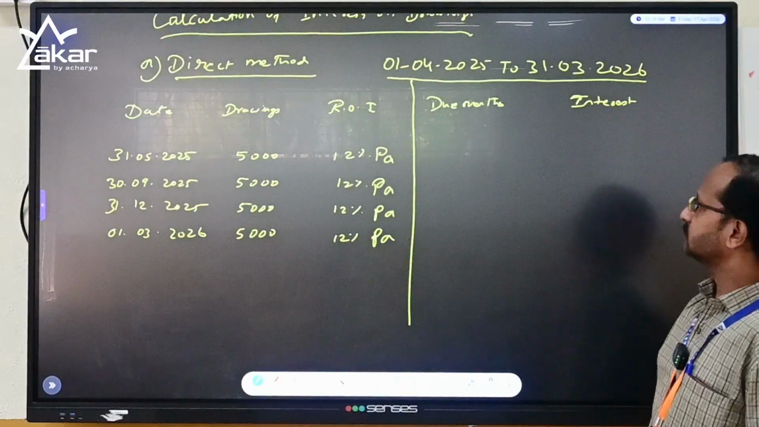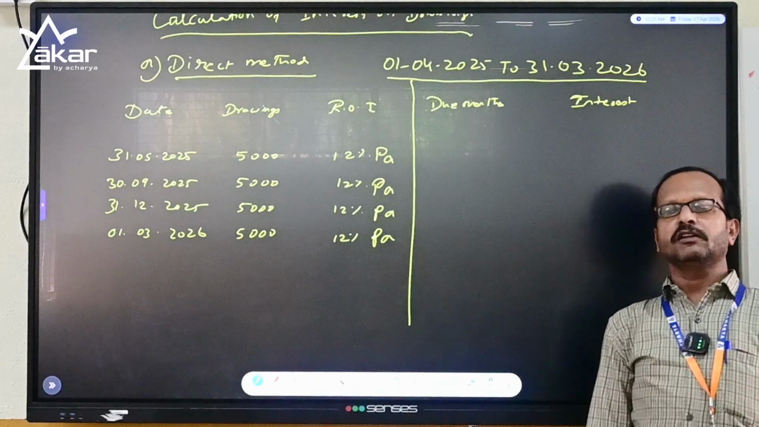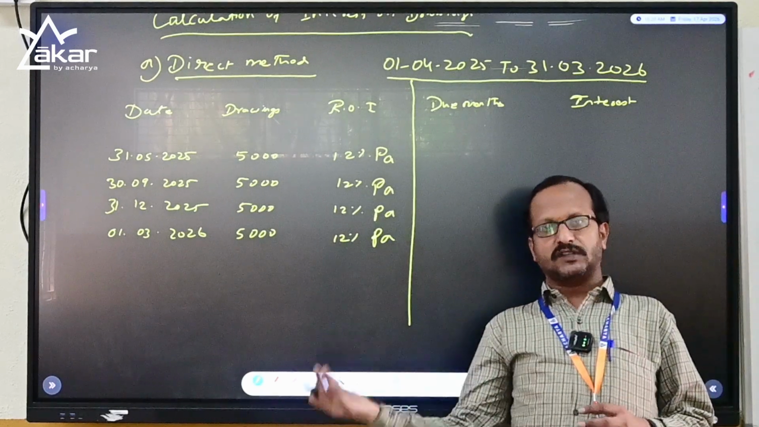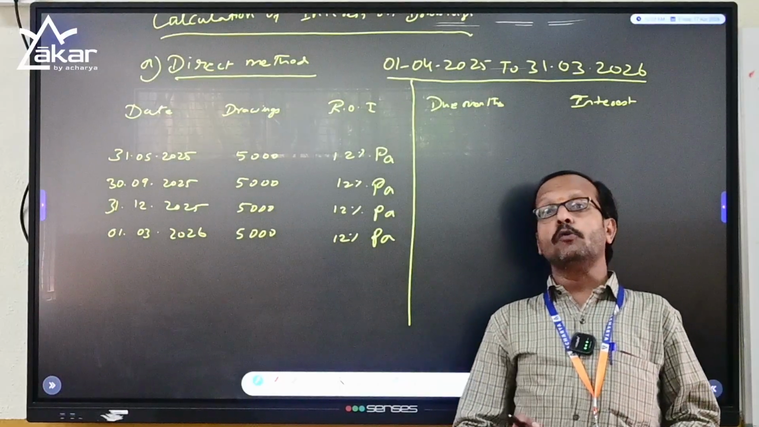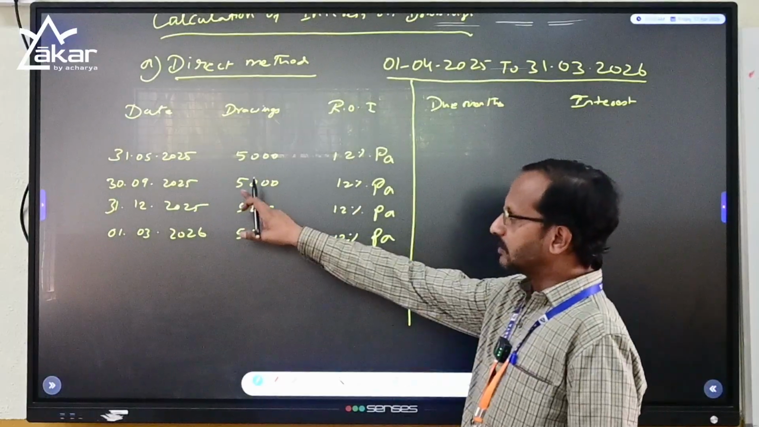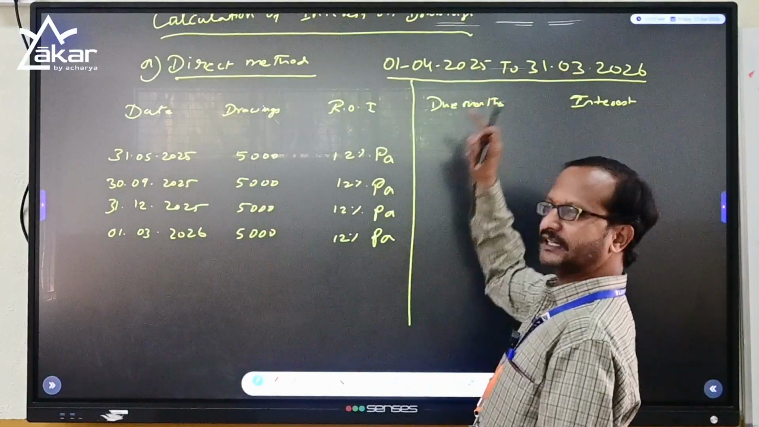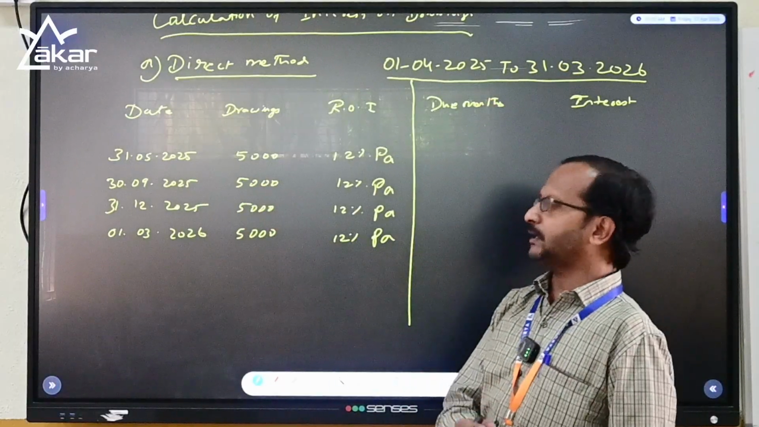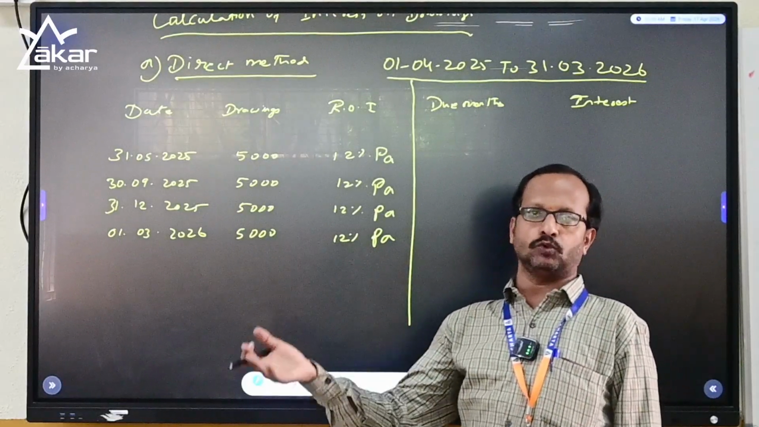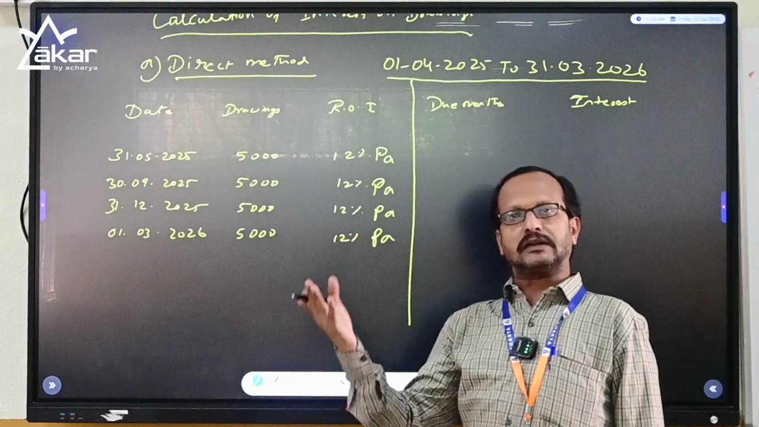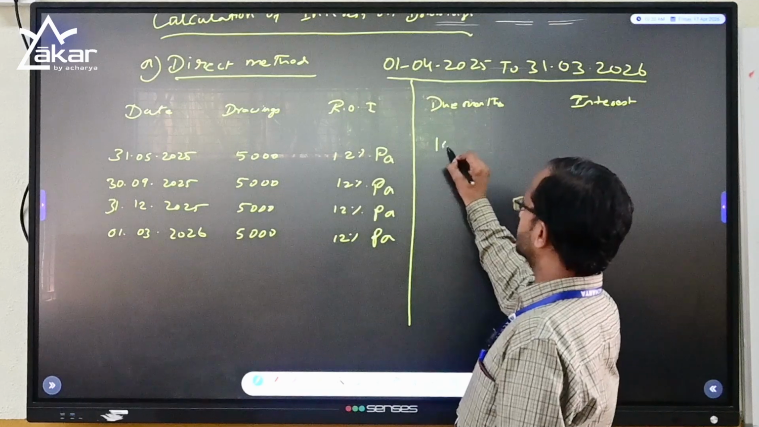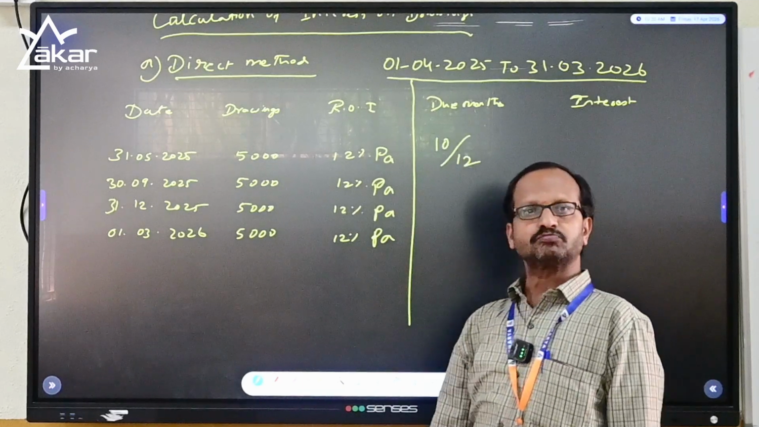So what do you mean by due months? When he has withdrawn a part of the amount at a particular date, from the date of drawings to the end of the accounting period, that is 31st March, how many months does he have to pay interest? Let us start with the first one. He has withdrawn on 31st May and the accounting period ends on 31st March. From 1st May to 31st March, how many months are there? You have to count June, July, August, September, October, November, December, then January, February, March. So it is 10 months, 10 out of 12 months.